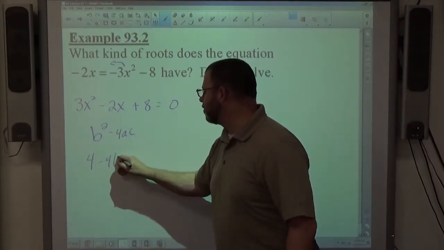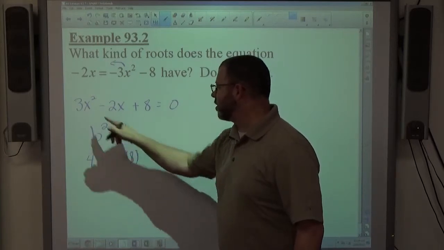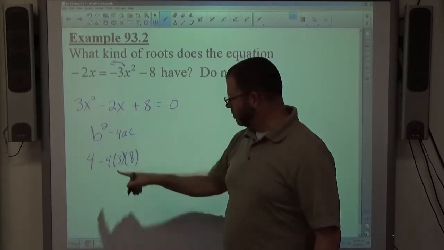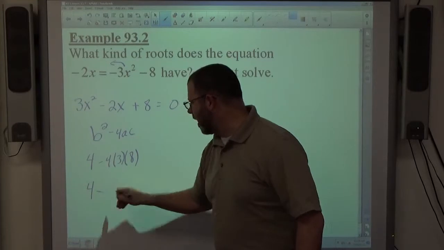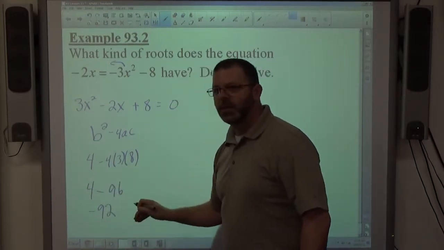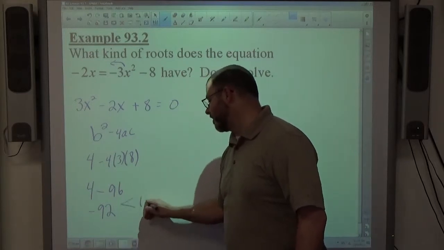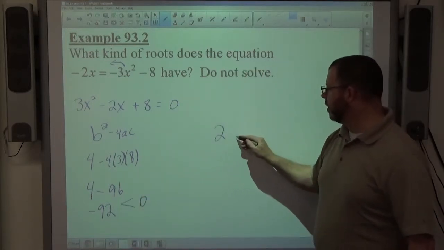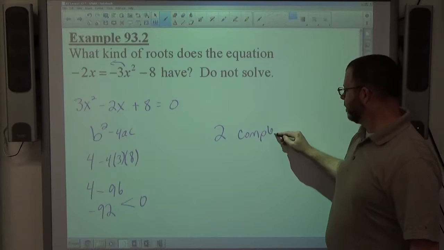Minus 4 times 3 times 8. Notice a and c are both positive, so that's all positive times negative. So we get 4 minus 96, which is negative 92. I can see very clearly negative 92 is less than 0, which means there are 2 complex roots.